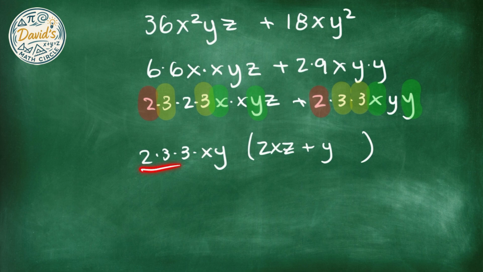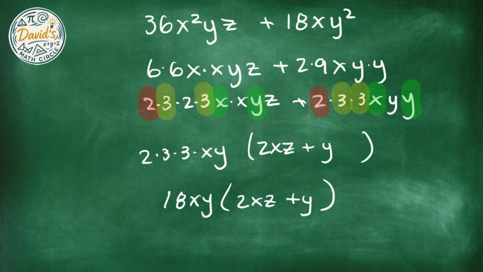And we can regroup those numbers. So 2 times 3, 6 times 3, 18. So 18xy times (2xz plus y) will be the factoring of the greatest common factor right here in a binomial.